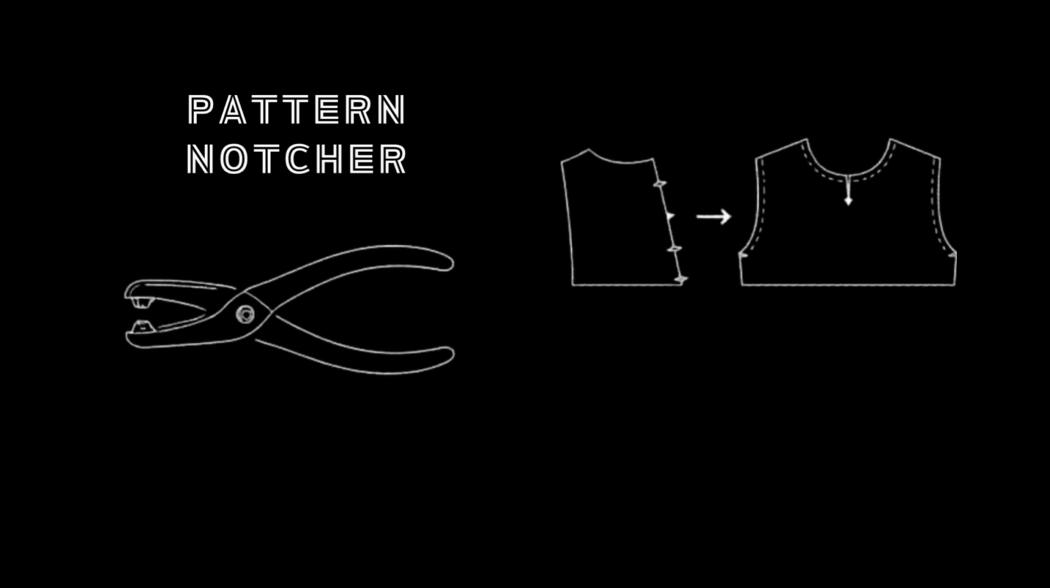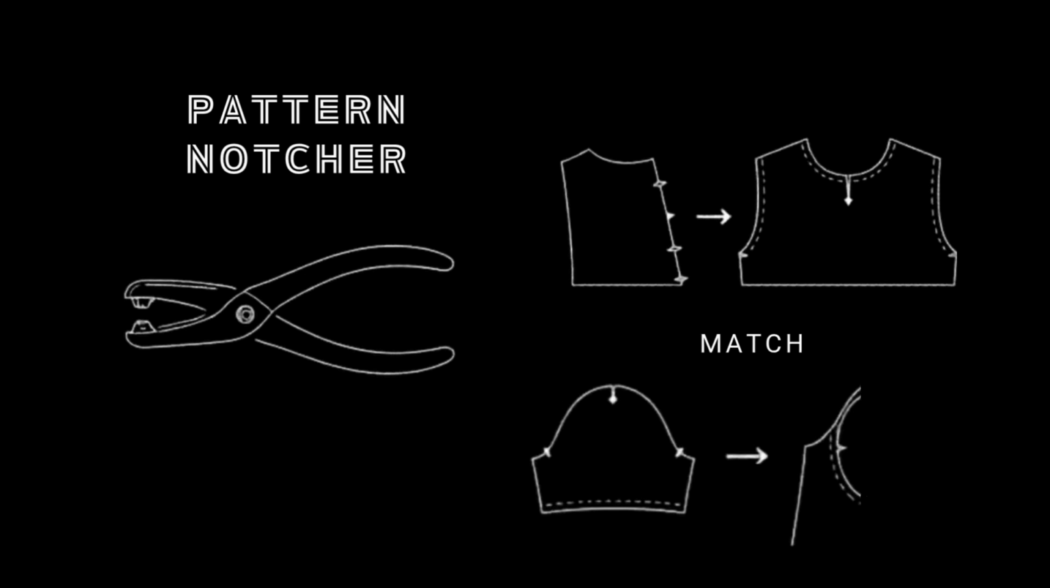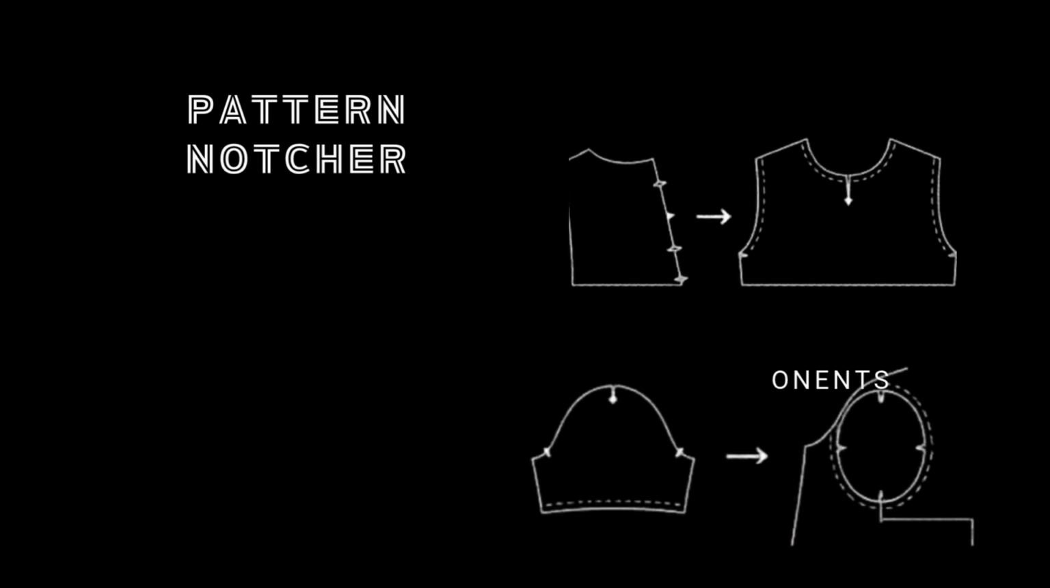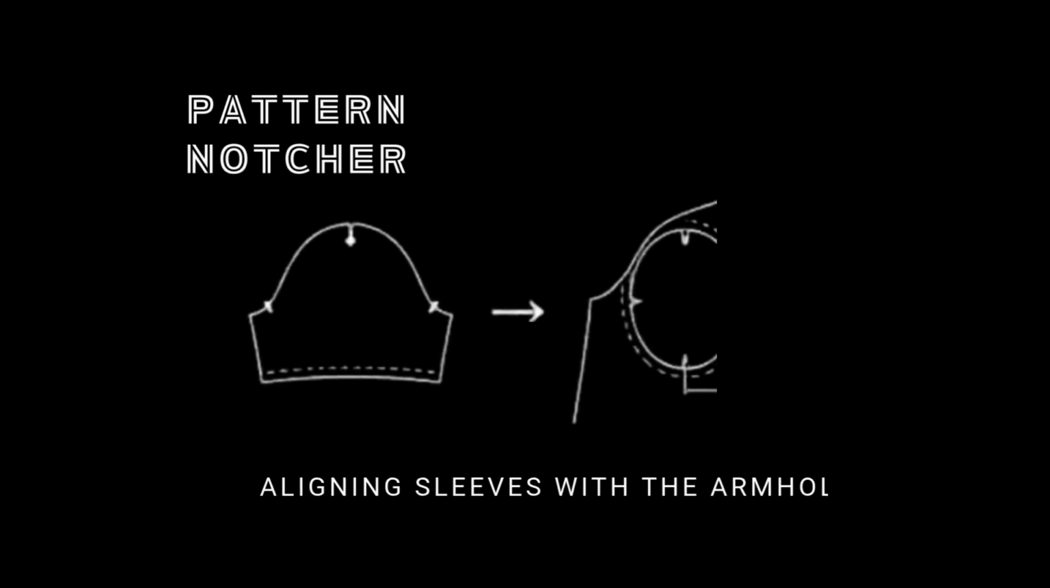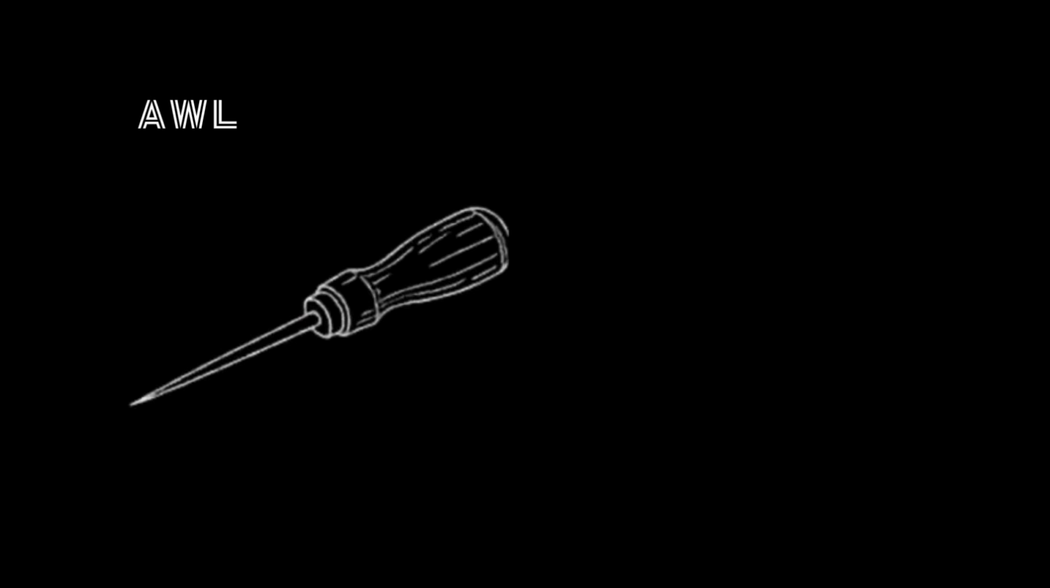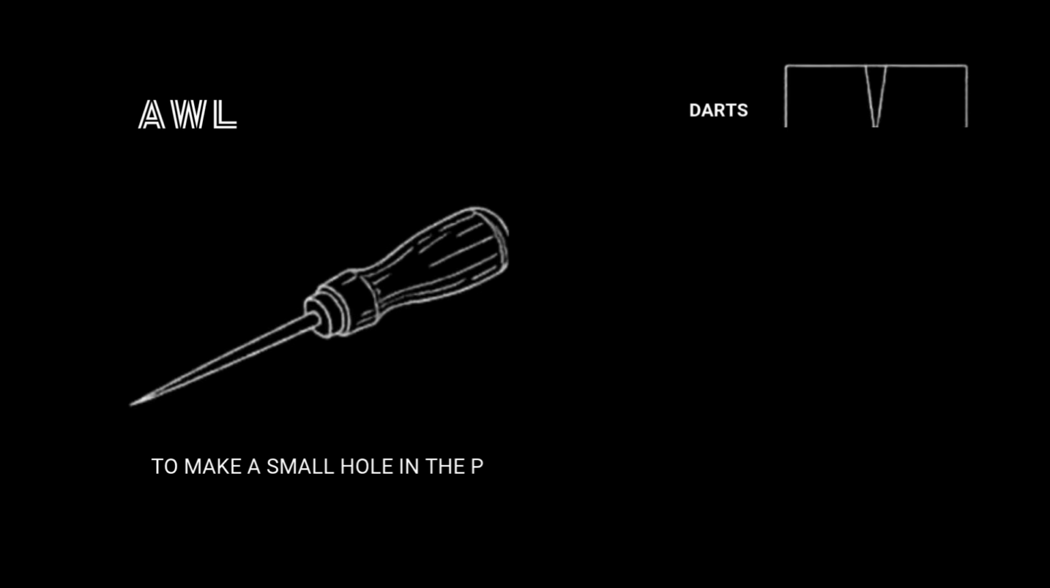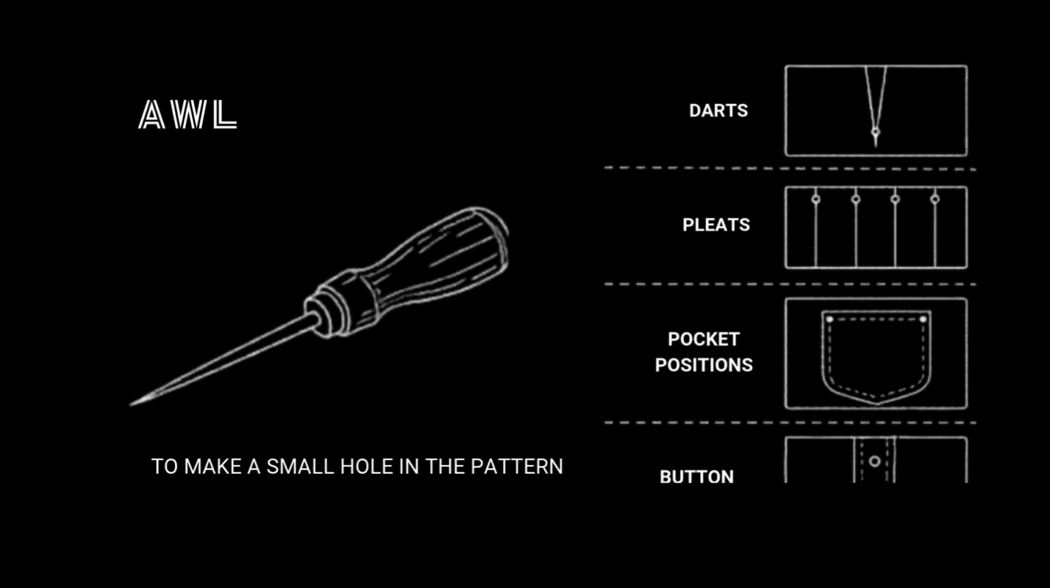Next one, we have a pattern notcher. A pattern notcher is used to create small cuts on the edge of the pattern. The notches help match different garment pieces correctly while stitching. For example, the sleeve notch helps align the sleeve with its armhole properly. Next we have the awl. An awl is a pointed tool used to make small holes in the pattern. These holes are useful for marking darts, pleats, pocket position and button placement, etc.